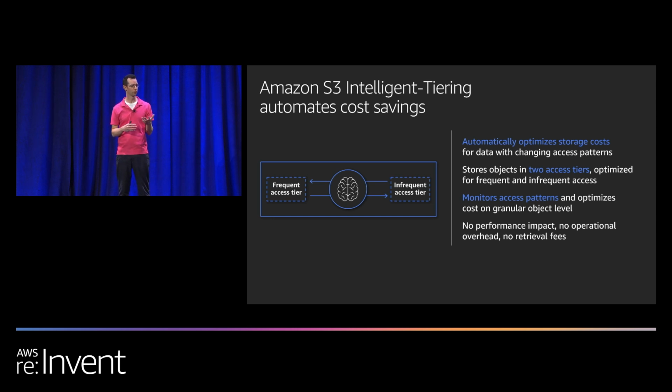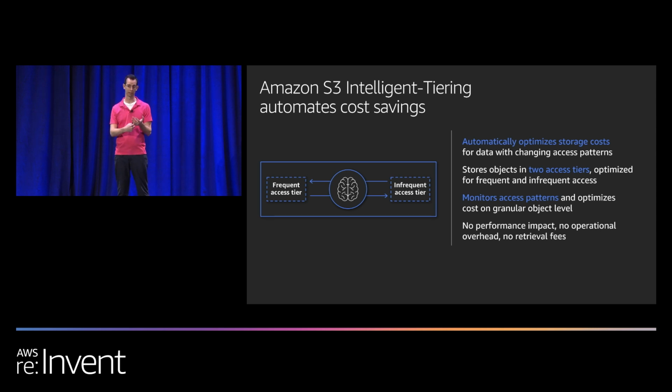If you have objects that are byte size, kilobyte size, you may not save as much in intelligent tiering because that monitoring fee may be a little larger relative to the storage. So that's something to think about. And I think the bottom line here on intelligent tiering is, first of all, you've probably got a lot of workloads that really fit this pattern well.